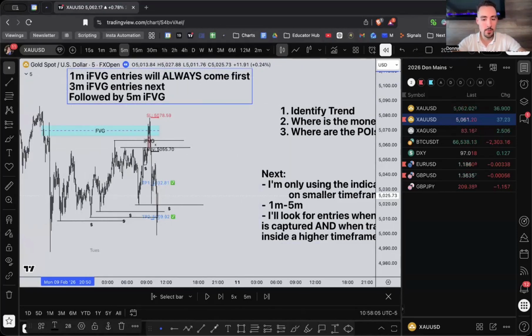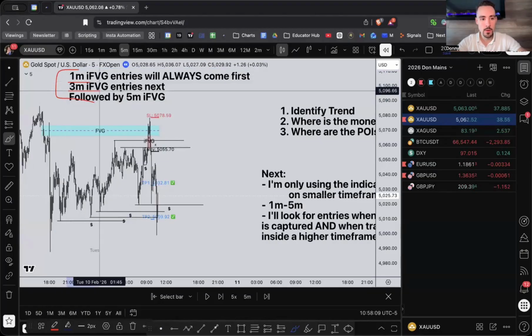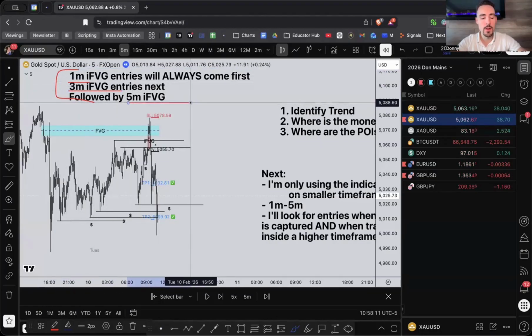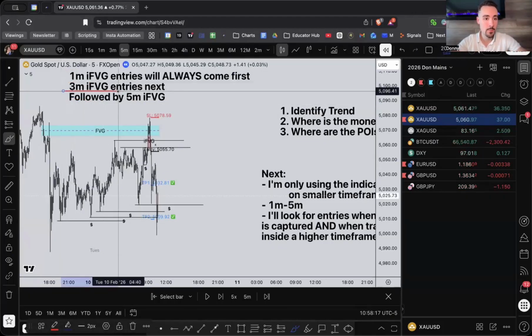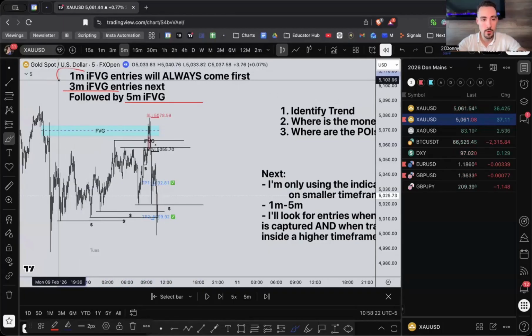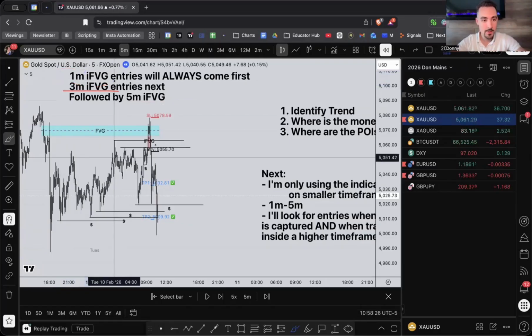When you're on the smaller time frames, you can start by looking at the 1 minute and then look for follow-up inverse fair value gap entries on the 3 minute and 5 minute. You will find more consistency. Huge point here, write this down. You will find more consistently profitable setups on the 3 minute and 5 minute time frame than you ever will on the 1 minute. But, huge but here, okay?